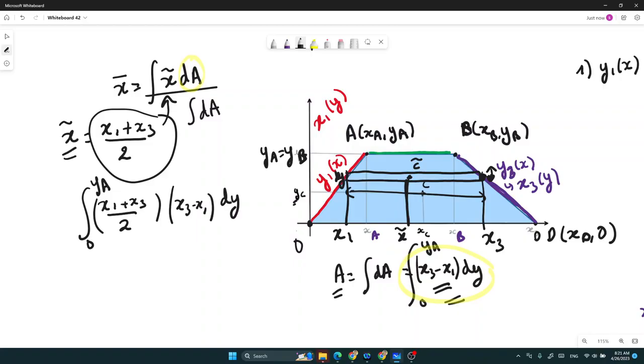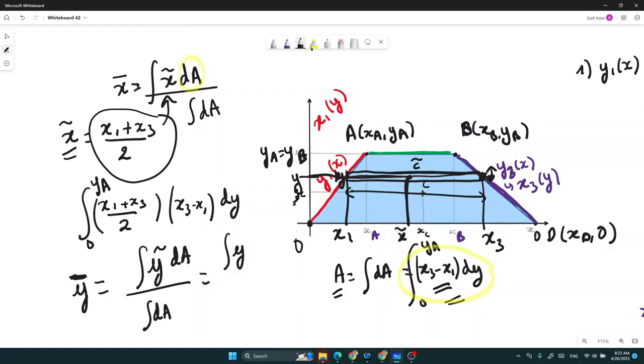For y tilde, it is way easier, because y tilde in the middle of your rectangle is just y. This is the same y everywhere there. To find the y bar, you will have the integral of y tilde dA divided by the integral of dA. And the top will just be the integral of y times dA. Again, you take the same dA. So that will be the integral of y times x3 minus x1 dy, and you divide it by the integral of dA. That's the same thing, from 0 to ya.